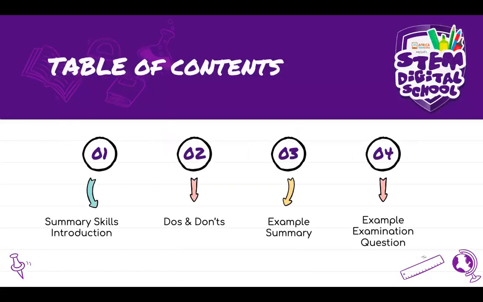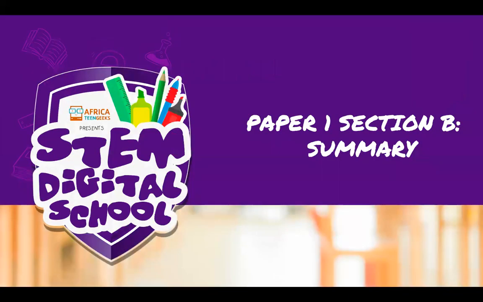So today's lesson focuses on a couple of things. We're going to be doing a summary skills introduction. I know that you guys have been taught summaries already, but perhaps some learners haven't been to school since March, so maybe some of your teachers didn't get the opportunity to teach summary skills. So here you have it. Then we've got do's and don'ts, and after that we have an example summary and an example examination question. Like I said, it is in paper 1 of your English home language paper, and it is section B.